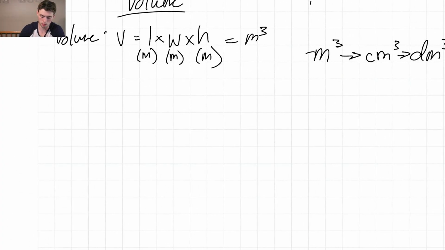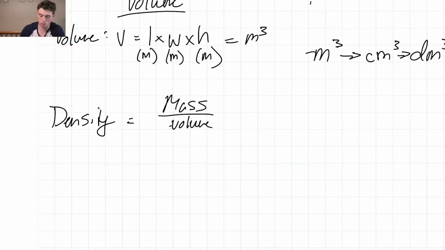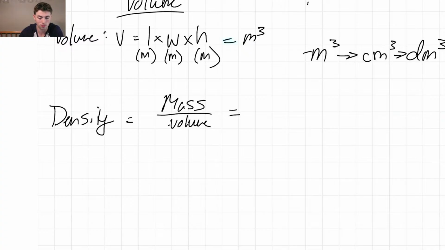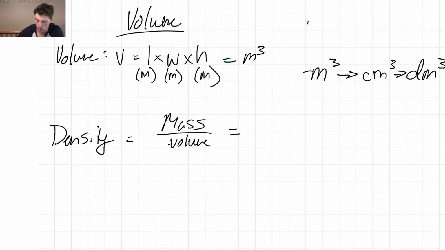So volume is here. Density is mass over volume. Volume, I believe, is usually used in liters depending on what you're working with. For molarity, it's volume in liters. For density, it kind of depends, so it could be meters cubed or liters, I think. Mass is going to be in kilograms or grams, but as long as it's consistent throughout, I think it's fine.